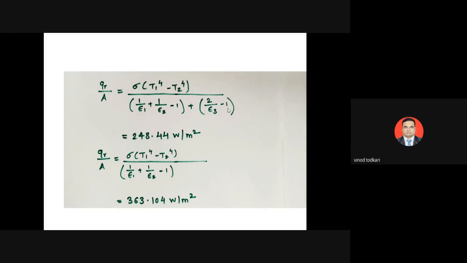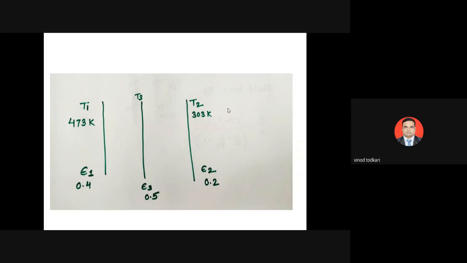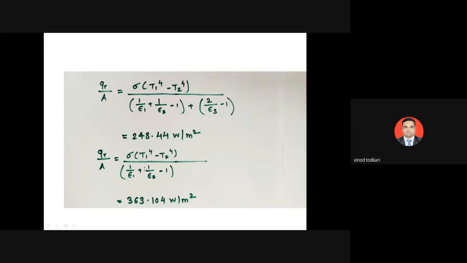Now see, is the question clear to you? In the first step, you have to write the given data. You have to draw the diagram. I have drawn a simple 2D sketch, and you will also have to draw this simple 2D sketch. There are two plates, 1 and 2, and a third plate is placed in between plates 1 and 2. T1 is given, T2 is given, epsilon 1 is given, epsilon 2 is given, and epsilon 3 is given, right? Now, what we have to find? Heat transfer rate with shield and heat transfer rate without shield.